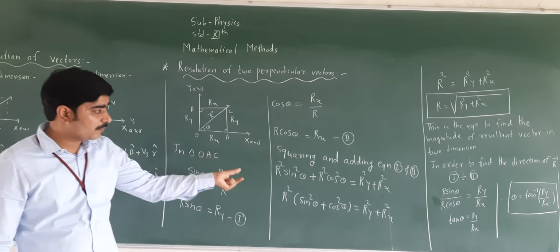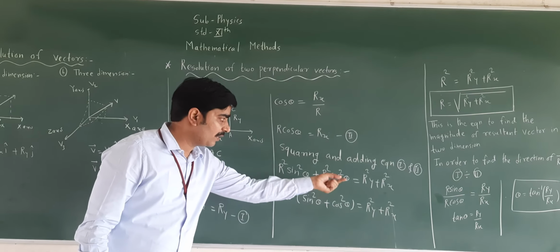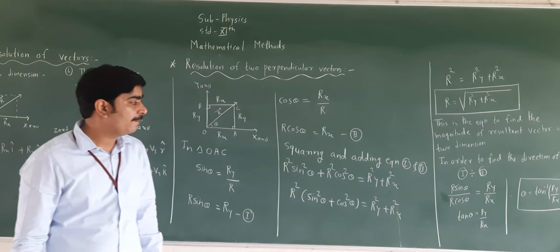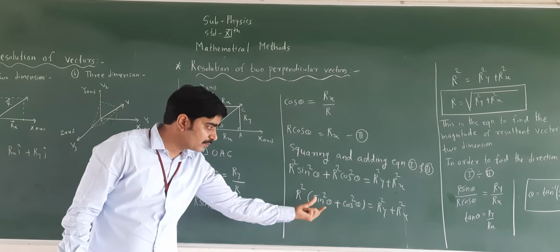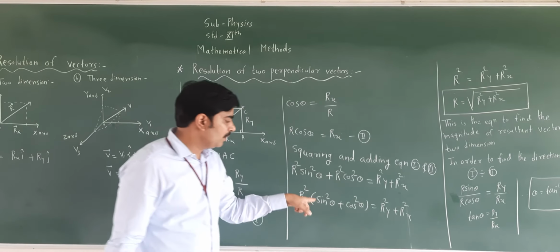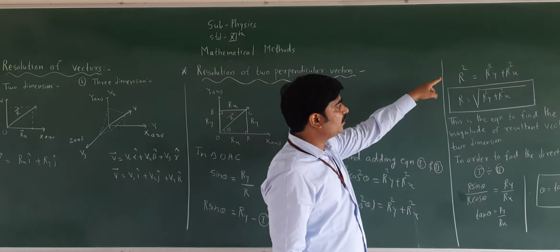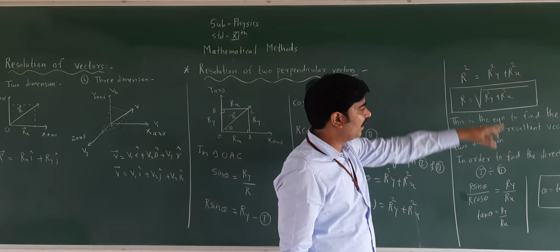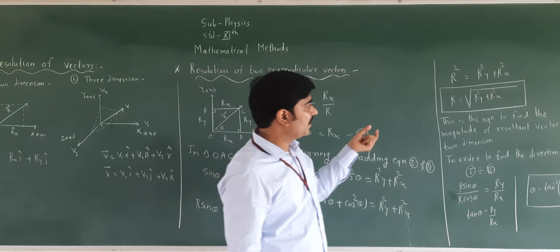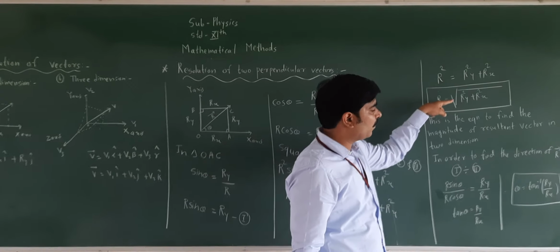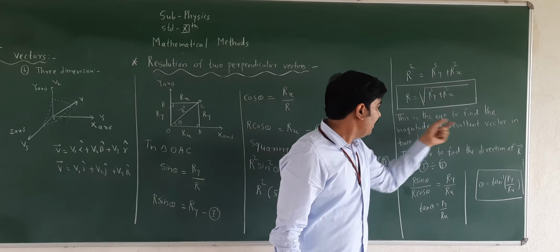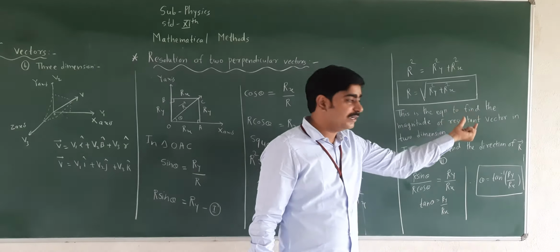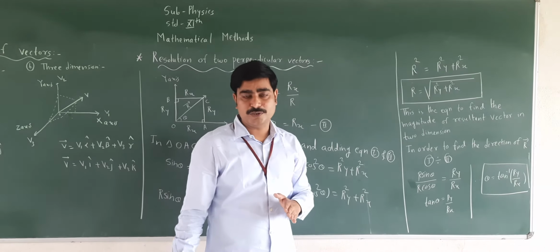R square sin square theta plus R square cos square theta is equal to Ry square plus Rx square. Then take R square as common, and sin square theta plus cos square theta is nothing but 1. So we can write the equation R square is equal to Ry square plus Rx square. Taking the square root, we can write R is equal to under root Ry square plus Rx square. So this is the equation to find the magnitude of the resultant vector in two dimension.